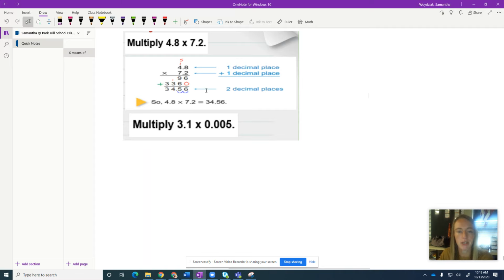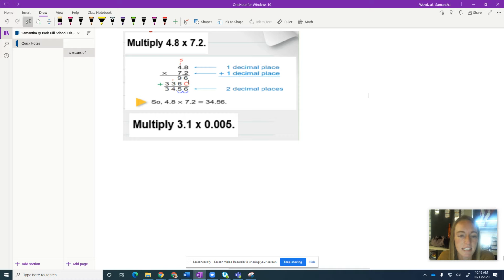Remember that we don't have to line up the decimal point. Instead, we just line up the last number on the very right, the last number with the last number. But here, it just so happens that the decimals line up, but remember that that's not necessarily how it always works out. So we'll multiply like normal.